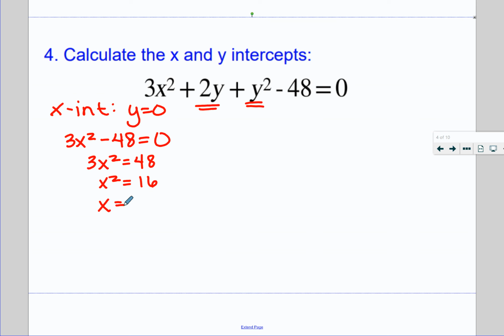So my answer is plus and minus 4. Don't forget that plus and minus. You've got two answers. And for me on the test tomorrow, you can just leave it like this. If you want to write it as points, (4, 0), (negative 4, 0), that's okay too.